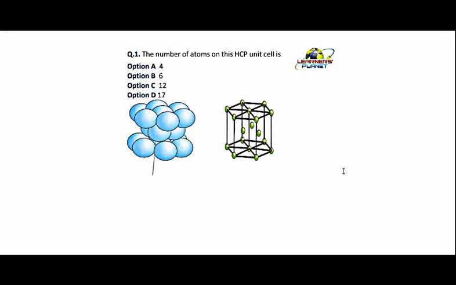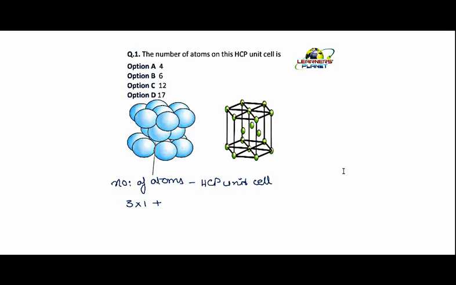Now what you have to find out? You have to find out the number of atoms in this HCP unit cell, right? How will you find out? See, there are 3 in between. So these 3 are not shared by any of the unit cells. So I can write it as 3 into 1. The contribution of each of these 3 particles is 1.